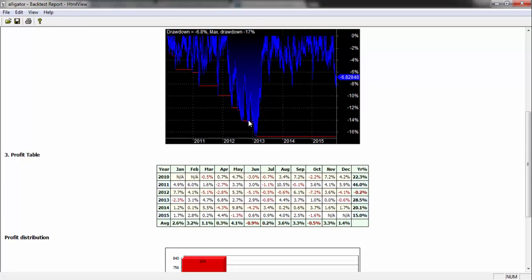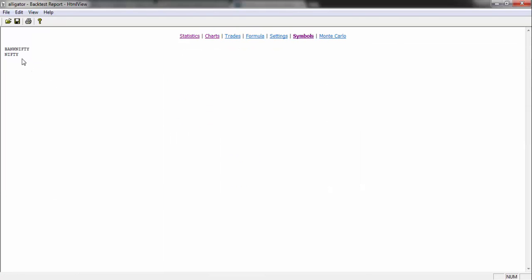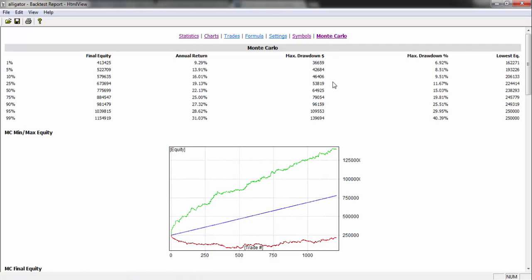We're still having the maximum drawdowns that are there in 2012 and 13, because that was true both for Bank Nifty and Nifty. You can check on symbols. You've got Bank Nifty and Nifty both being traded. And now let's see the Monte Carlo. Look at that. Look at this curve out here. So your equity, even in the worst case scenario, doesn't reach zero, right? The red one is the worst case scenario, and now the drawdowns are at 10%, 16%, and 25%. Yeah, this is something that I would be fine with.